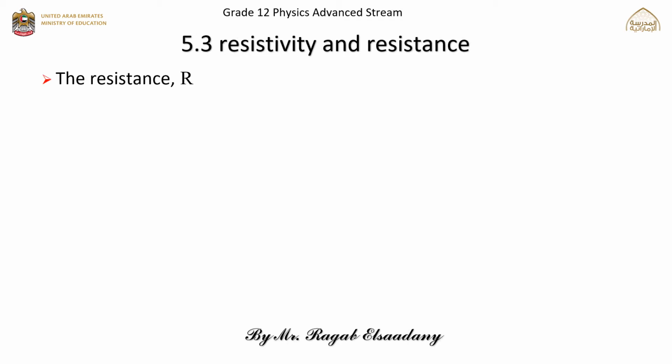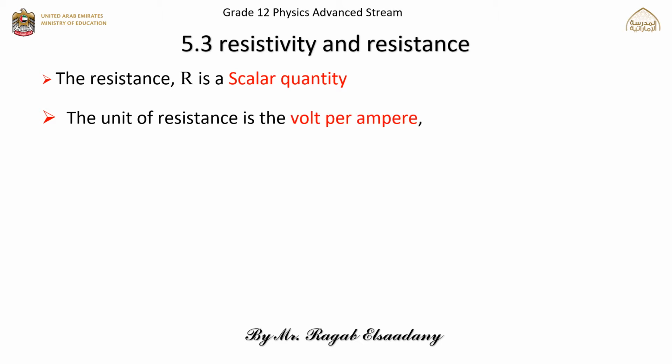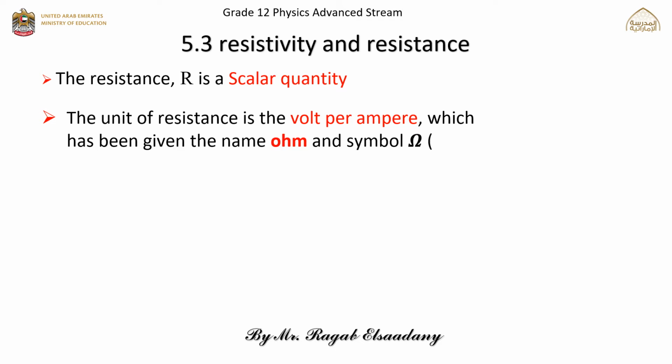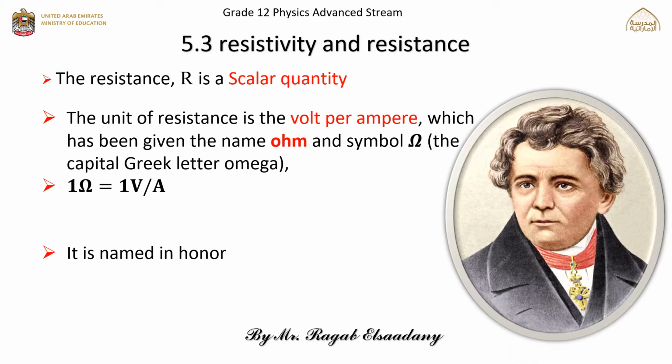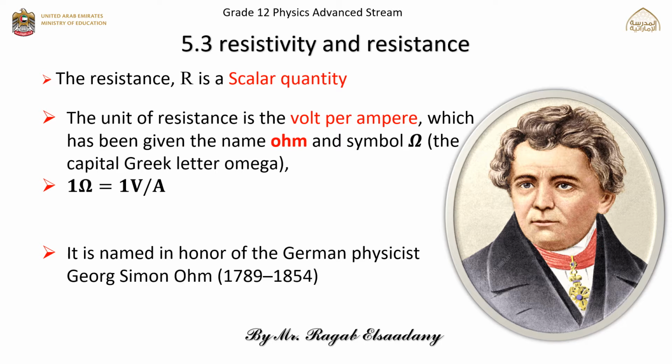The resistance R is a scalar quantity with only magnitude, without direction. The measurement unit of resistance is the volt per ampere, which has been given the name ohm, with symbol Ω, the capital Greek letter omega. So 1 ohm equals 1 volt per 1 ampere. It is named in honor of the German physicist Georg Simon Ohm.